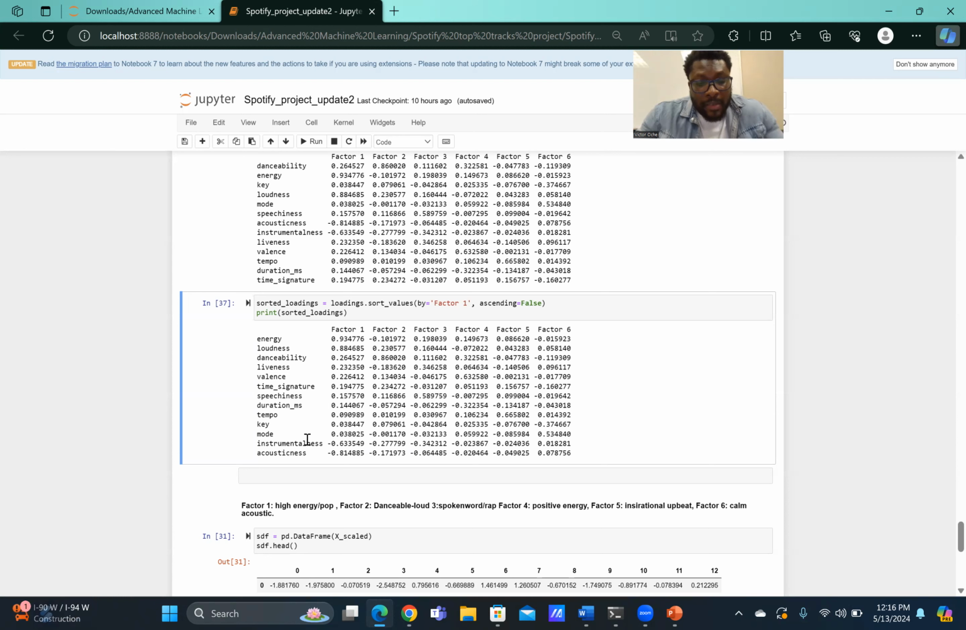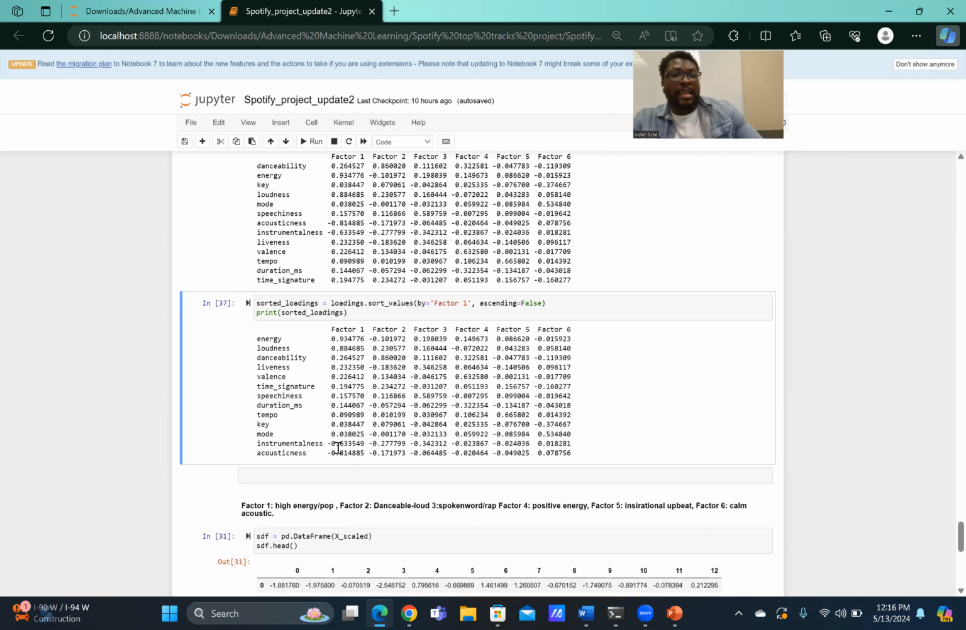Basically, one of the things I would advise you to do is to always read the data dictionary so you understand what each particular feature means. I have read this and I understand what each particular feature means, so it's easier for me to explain the loadings.